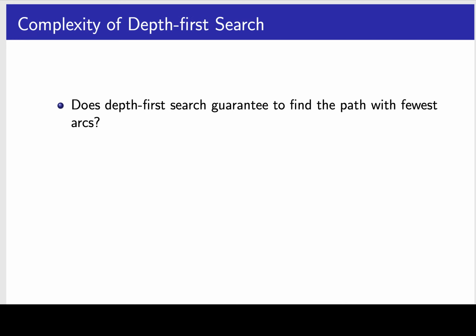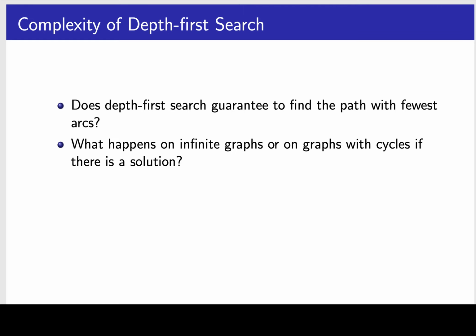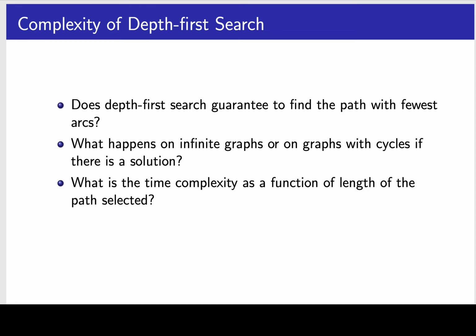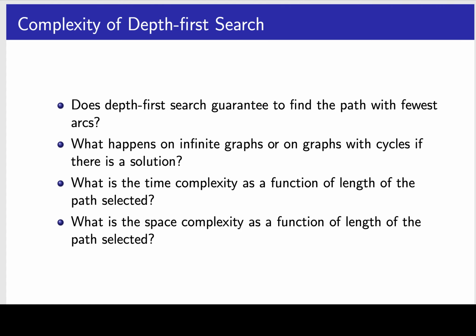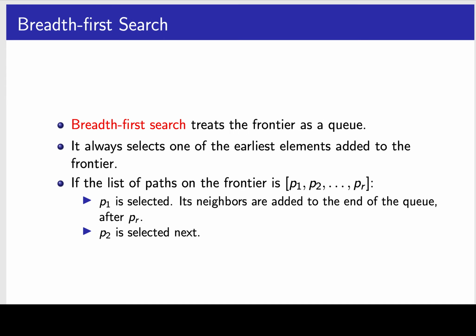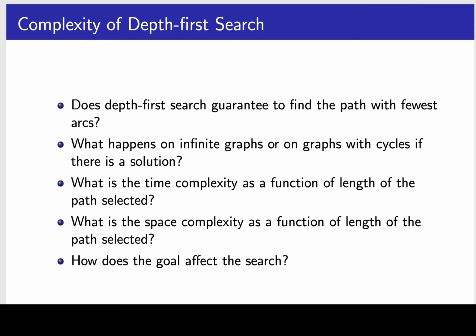Alright, here are some questions we're going to ask in class. Does depth first search guarantee to find a path with fewest arcs, or the least cost path? What happens on infinite graphs or graphs with cycles, even if there is a solution? What's the time complexity as a function of the length of the path selected? What is the space complexity as a function of the path collected? How much space does it use? And how does the goal affect the search? We'll ask these questions in class, so have a think about them before we do this.